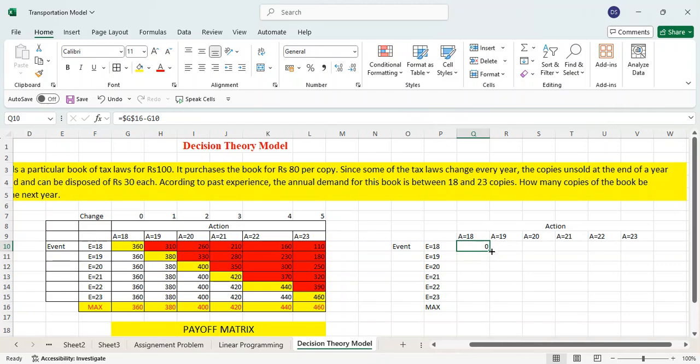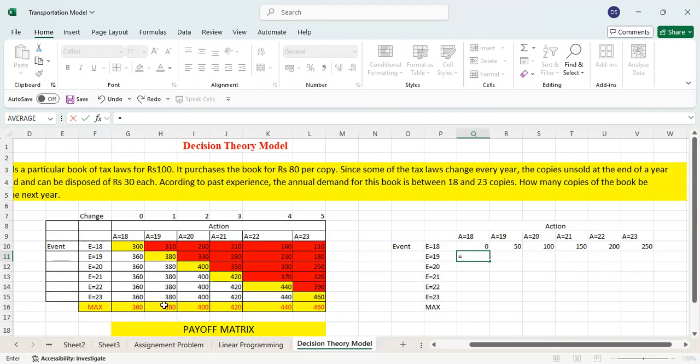But in the subsequent cases, I have regret in this way, because my profit from the highest value has been reduced by keeping more books in myself. Similarly, suppose by keeping 19 books, I have to get 380 rupees. I just make it a dollar value here because I like to fix the cell. It will not change.